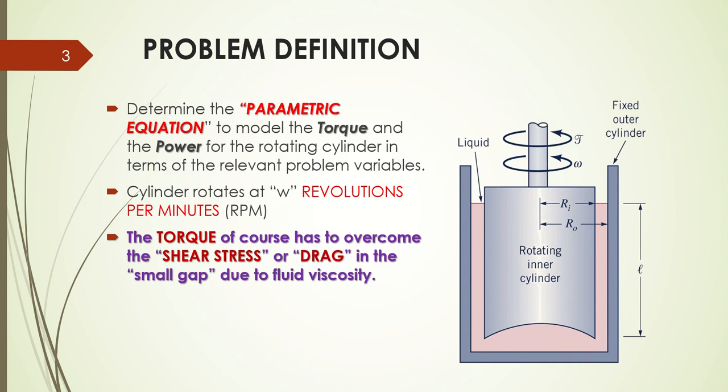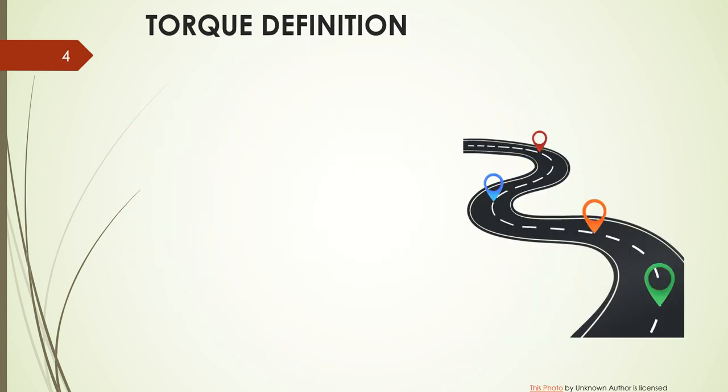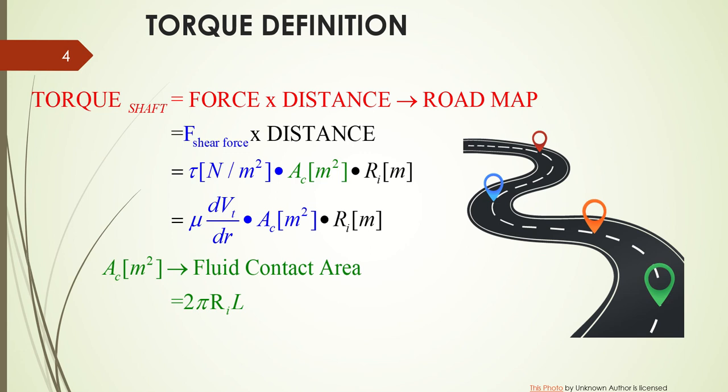And it is very important to understand the basic concepts of the problem, what is fundamentally driving our solution roadmap. That is the understanding that the torque that we have to apply to rotate the cylinder inside of the outer diameter tank has to overcome the shear stress or drag in the small gap due to fluid viscosity. And we assume that there's a linear velocity in the gap and also neglect the end effects for the cylinder. The first thing we have to do is to ask the question, what are we trying to find?